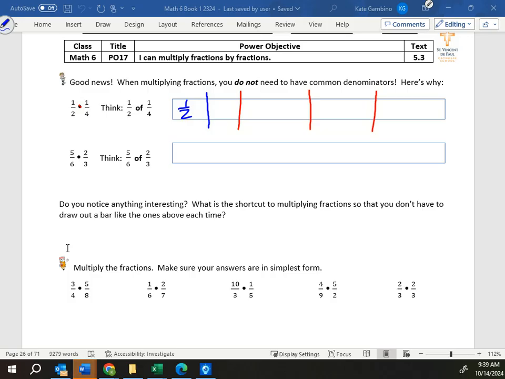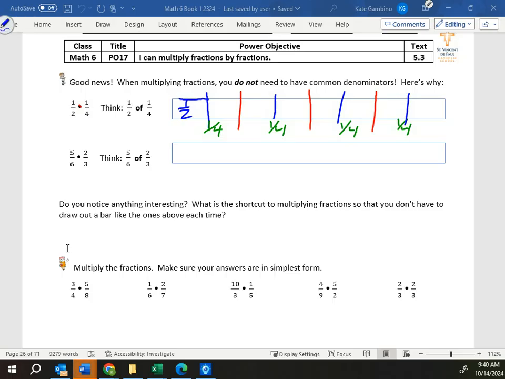Well, I need to find out how much that is of all of it. So it's 1/2 of 1/4. This is a 4th, this is a 4th, and this is a 4th, right? We've got 4 fourths. But if we cut this one into half, what do we have to do to our other ones? Cut them in half.